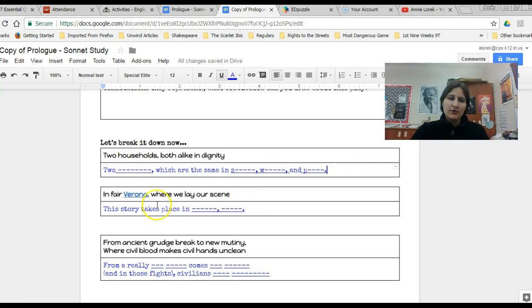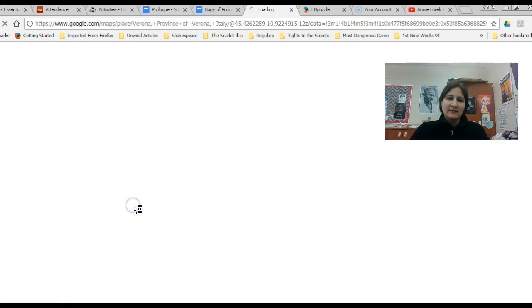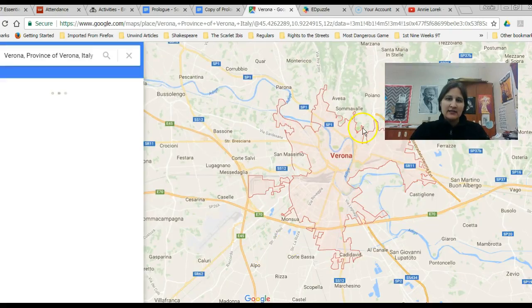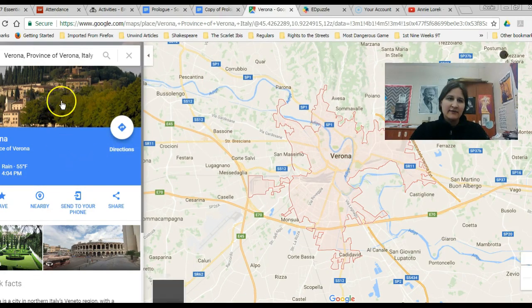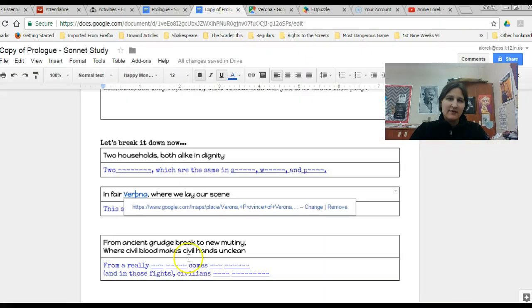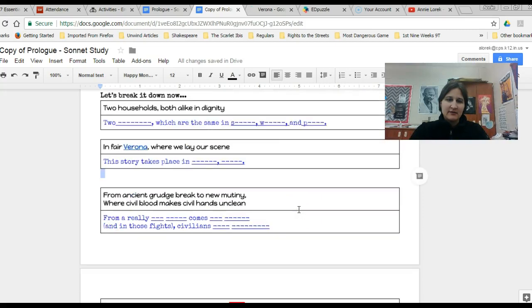So you kind of go through. Anytime that you see a blue link, it means it's a live link that'll take you somewhere hopefully kind of cool, I suppose. So like this is a map of Verona, and it kind of gives you some things to look at there that'll help your understanding. And so you'll be able to kind of move from there.